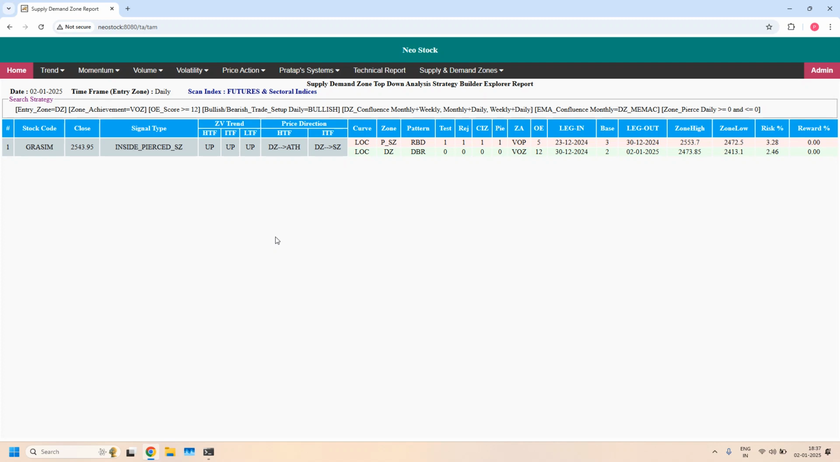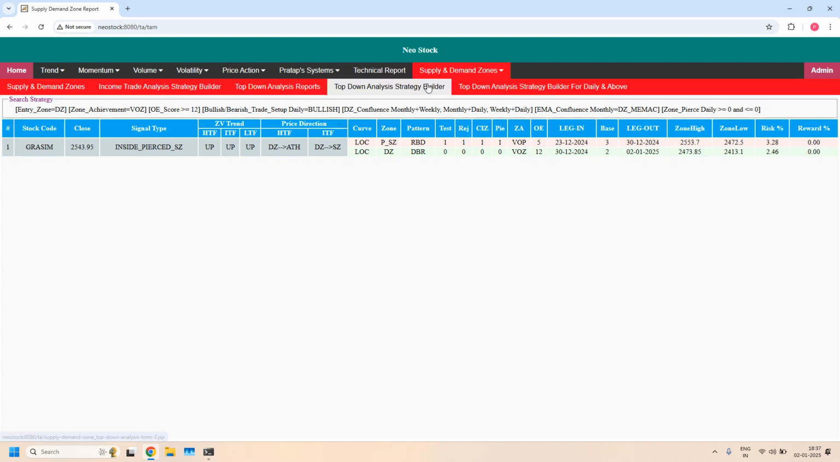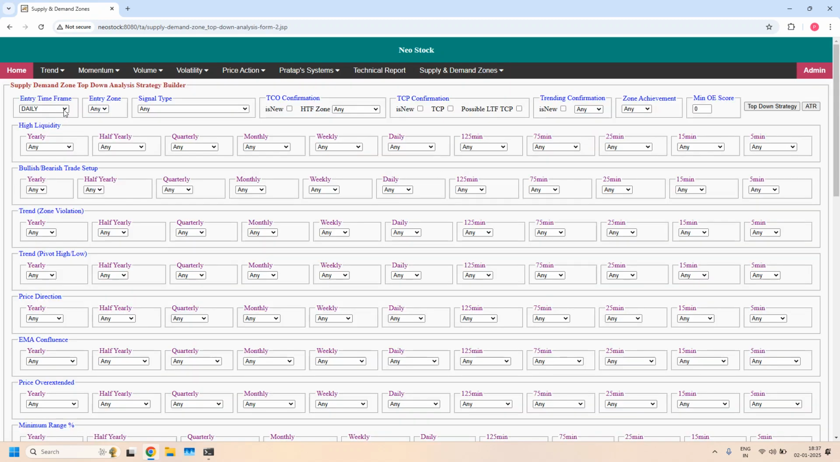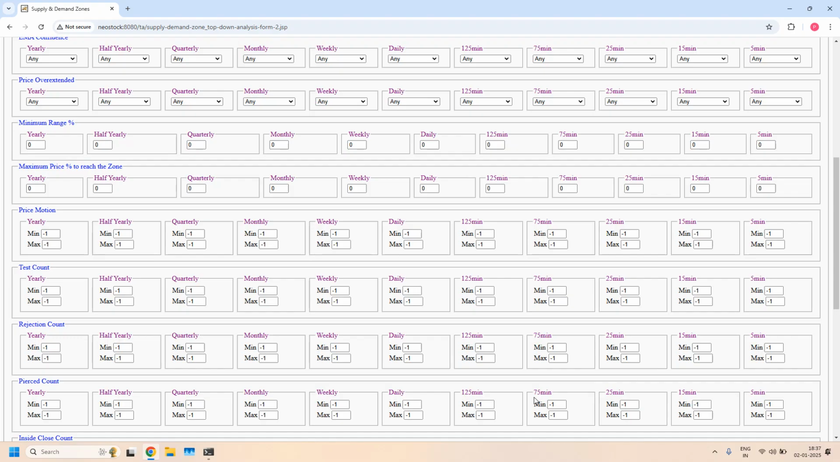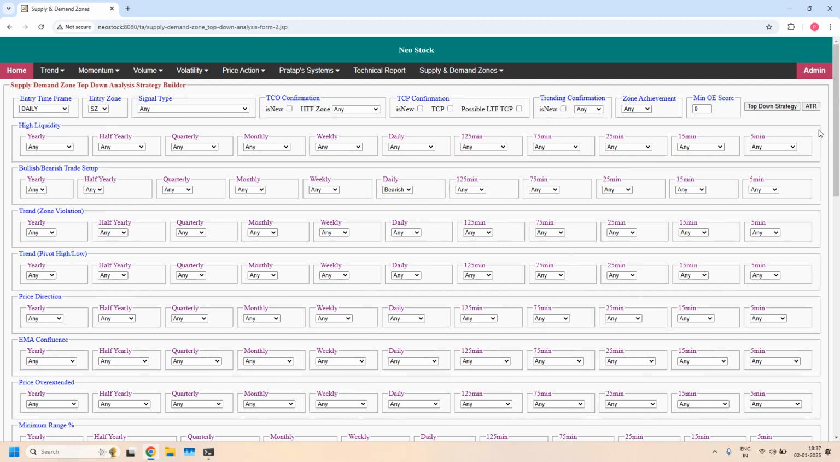Okay, this is about bullish trade setup monthly income trade. Next, bearish trade setup monthly income trade, entry time frame daily, entry zone, supply zone. In bullish or bearish trade setup at daily, I am selecting bearish, and the daily supply zone should not be pierced. So in the pierced count at daily time frame, I am setting minimum value 0, maximum value 0.